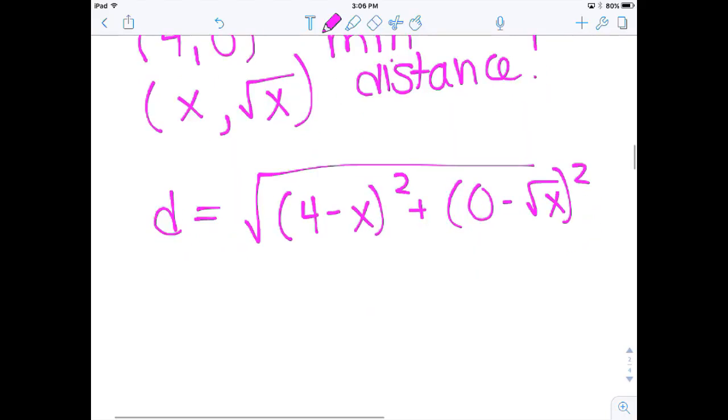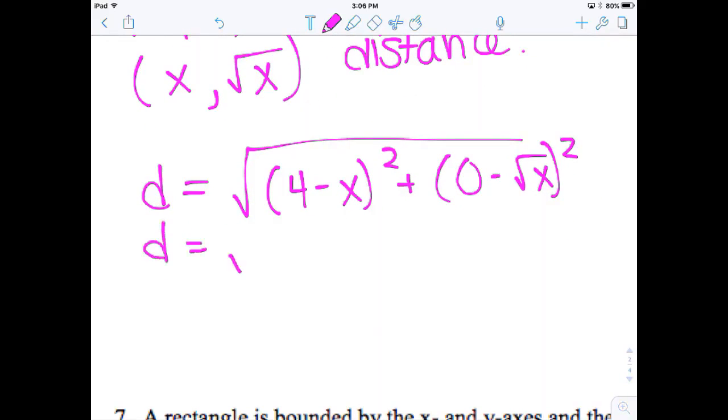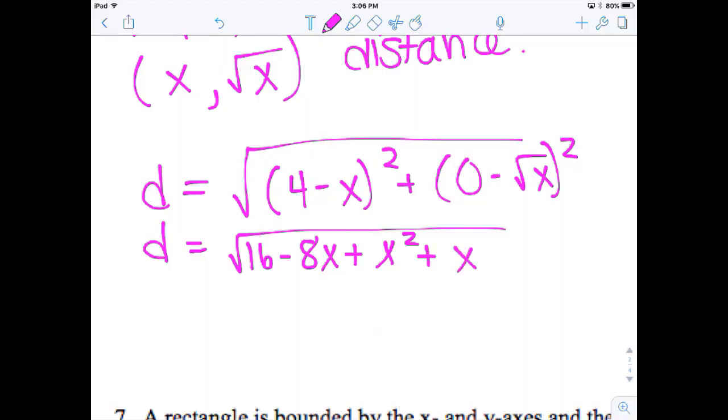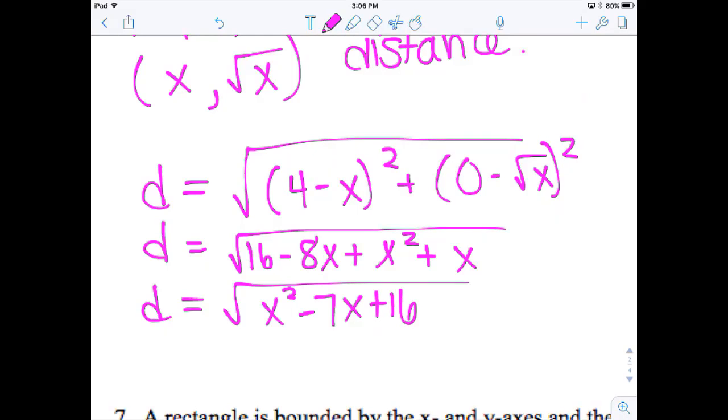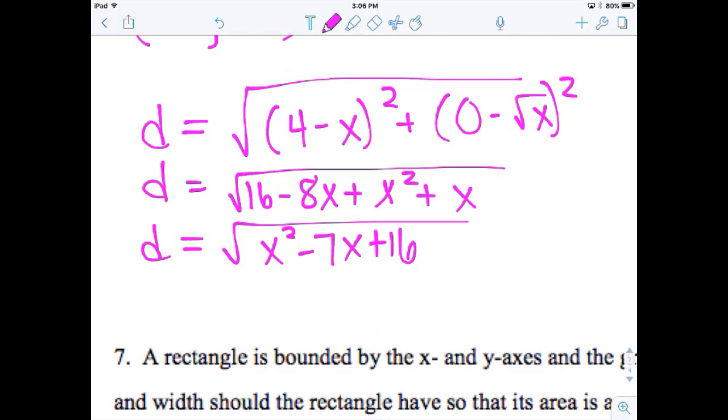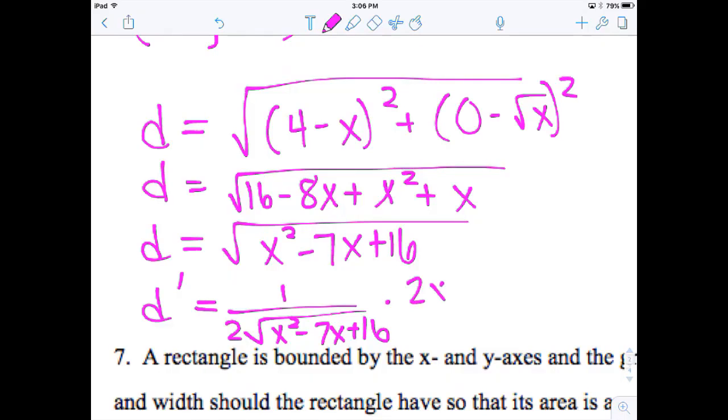There's my distance formula. And we can simplify that a little bit. So this would be the square root of 4 minus 8x plus x squared. I'm sorry, this would be 16 minus 8x, and then plus x. So really here I've got that this is x squared minus 7x plus 16. Now let's take a derivative of that. So d prime would be 1 over 2 radical that, times the derivative of the inside, which is 2x minus 7.